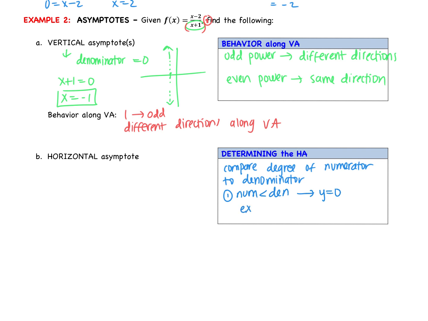So an example would be if we had f of x is equal to 1 over x minus 3. The degree in the numerator here is 0, x to the 0 power. The denominator is x to the first. Because the numerator is smaller, we get y equals 0. So that's the first case. Second case, the degree in the numerator is equal to the degree in the denominator. What you will do then is you will divide the lead coefficients.